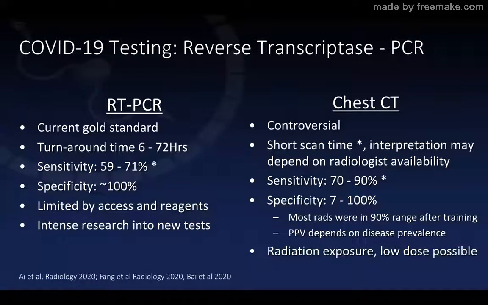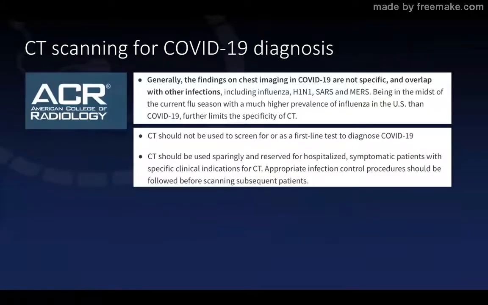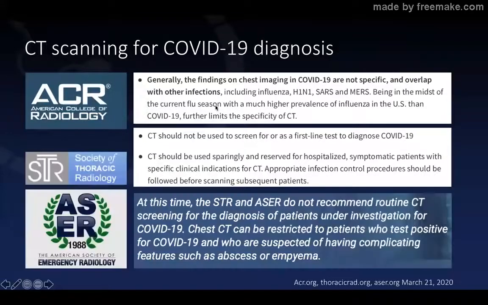Limiting issues, as we all know, include radiation exposure. However, low-dose CT is possible, even on the order of 1 to 2 millisieverts. And the significant impact to radiology workflow must be considered, with scanner decontamination and our worker protection protocols. So, current recommendations for CT scanning for COVID-19 diagnosis: the ACR does not recommend routine CT diagnosis, and this is followed by the STR and the Association of Emergency Radiology.